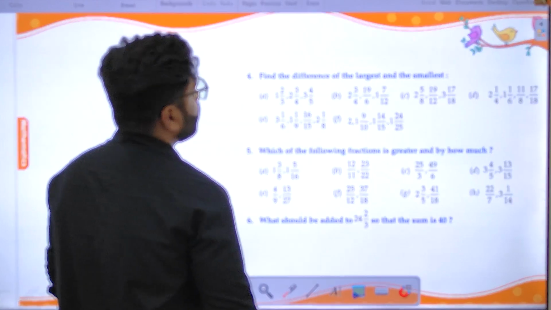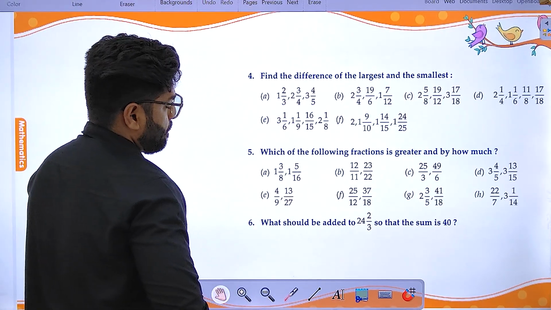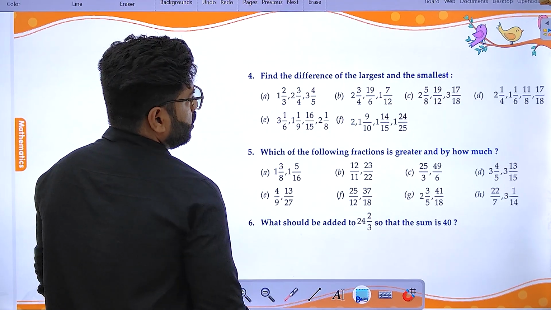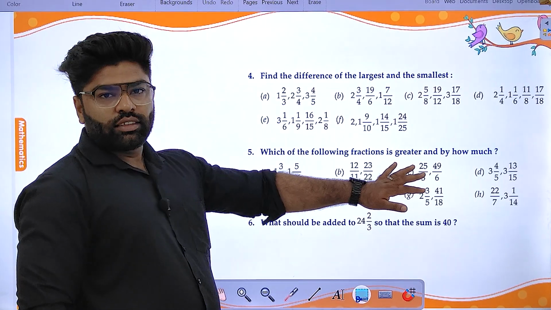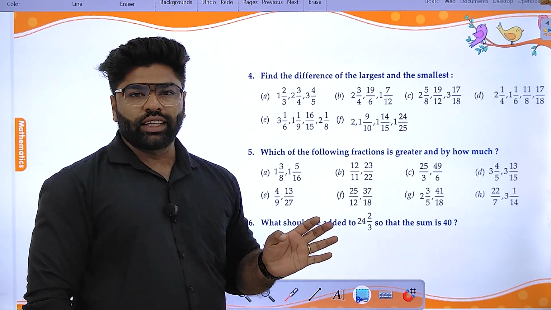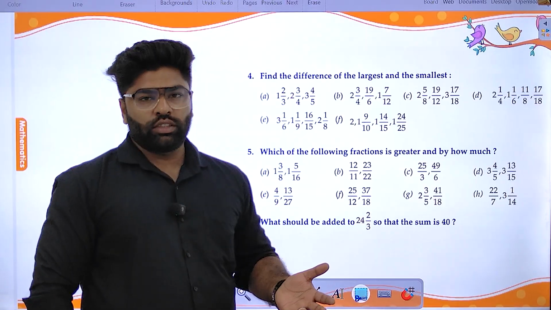So here we are in question number 4. Find the difference of the largest and the smallest. Okay. So these questions are the same. We have to find out which one is greater by converting into like fractions, and then we have to subtract them. So we find how much bigger one is than the other.